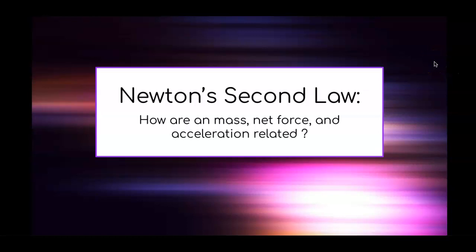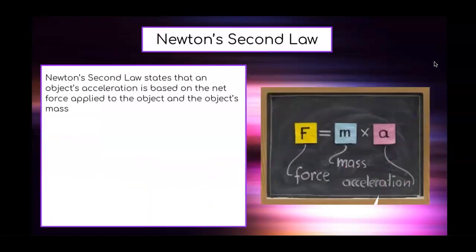Hello! In today's video, we'll be discussing Newton's second law. Newton's second law is the law that describes to us mathematically the relationship between an object's mass, net force, and its acceleration. Newton's second law states that an object's acceleration is based on the net force applied to the object and the object's mass. Specifically, it tells us that acceleration is directly proportional to the force applied to the object, but inversely proportional to the object's mass.